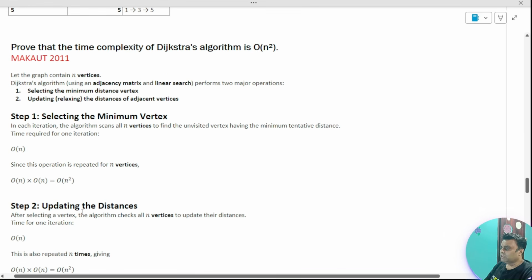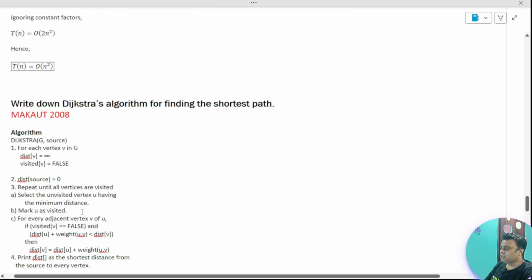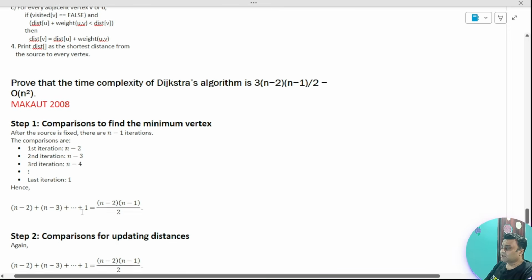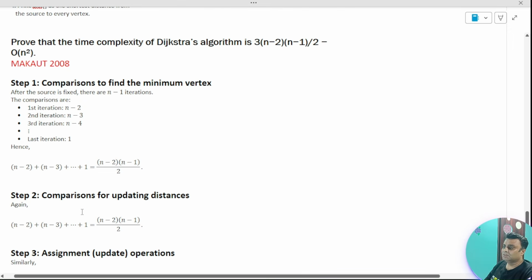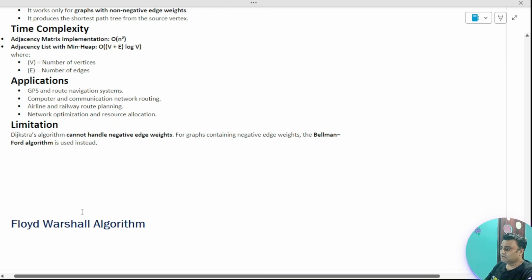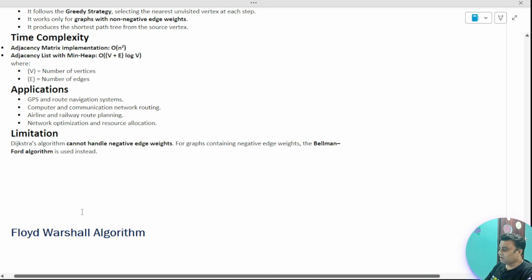Prove that the time complexity of Dijkstra algorithm is order of n square. We have already done that. Write down the Dijkstra algorithm to find the shortest path. We have done that. Prove that the time complexity of the Dijkstra algorithm is 3n minus 2, 3n. That's also something that we have done just now. Write short notes on Dijkstra. I've given it here, and that's it. So we will now get into Floyd-Warshall, but I hope you have understood the Dijkstra algorithm.